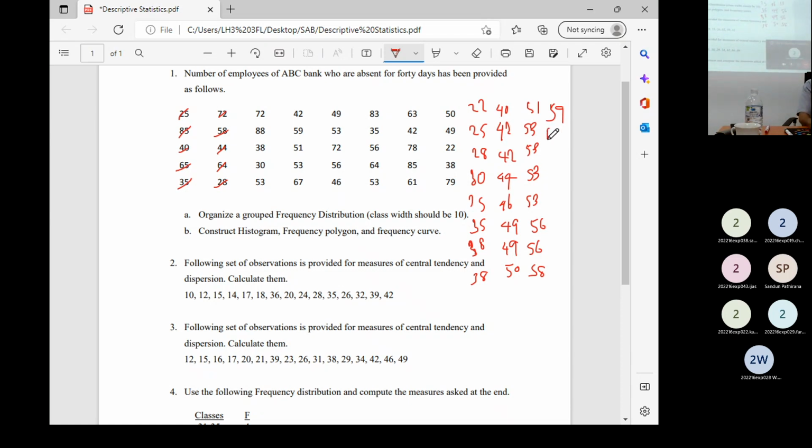61, 63, 64 two times, 65, 67, 67, 72. Right, again continue, I write 72 three times, 78, 79, 83, 85 two times. Last one, 88.